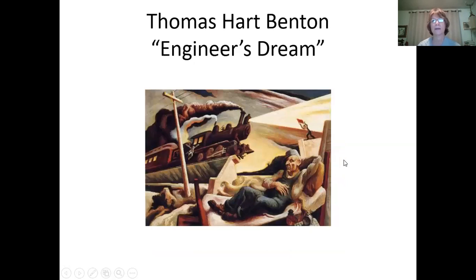This is Thomas Hart Benton's Engineer's Dream. The engineer is here. He's a train engineer and he's dreaming. And this is every engineer's nightmare, that they come to a bridge and it's out. Even though he's asleep and he's horizontal, the bed is still angled, pulling us up toward this figure here waving the flag, trying to stop the train.